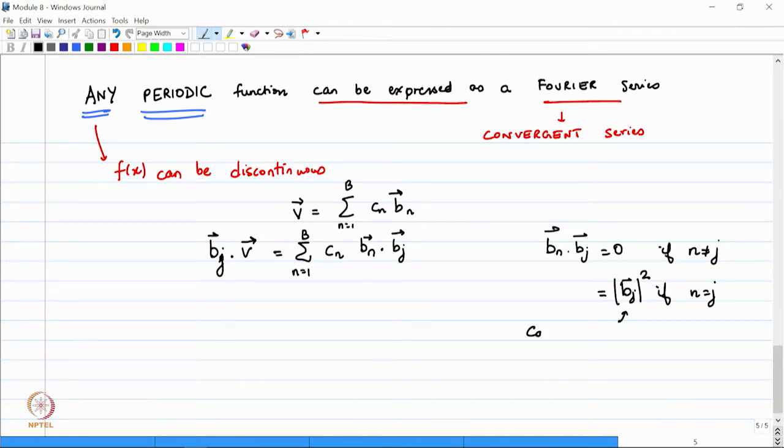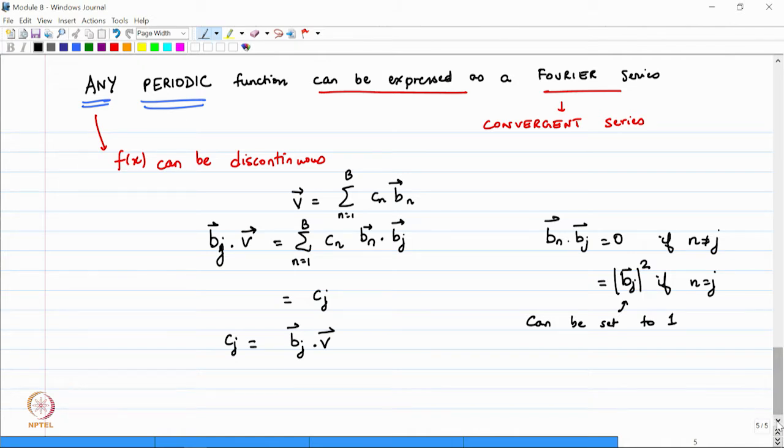So it can be set to 1. If you make b j unit vectors, then you can set the length of b j equal to 1. So b j dot v is nothing but it will just give you c j. So you can write c j as b j dot v. The coefficients of this basis expansion can be got by taking a dot product of the vector with the basis vector.